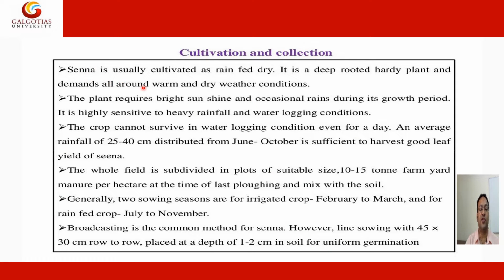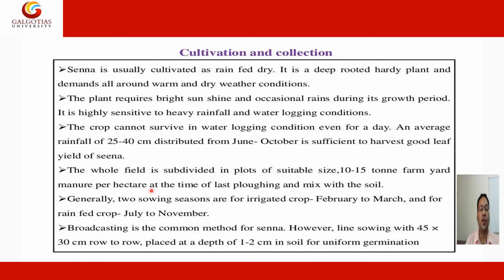Cultivation and collection. Senna is usually cultivated as a rain fed dry crop. It is a deep rooted hardy plant and demands warm and dry weather conditions. The plant requires bright sunshine and occasional rain during its growth period. It is highly sensitive to heavy rainfall and water logging condition. The crop cannot survive in water logging condition even for a day. An average rainfall of 25 to 40 centimeters distributed from June to October is sufficient to harvest a good leaf yield of Senna.